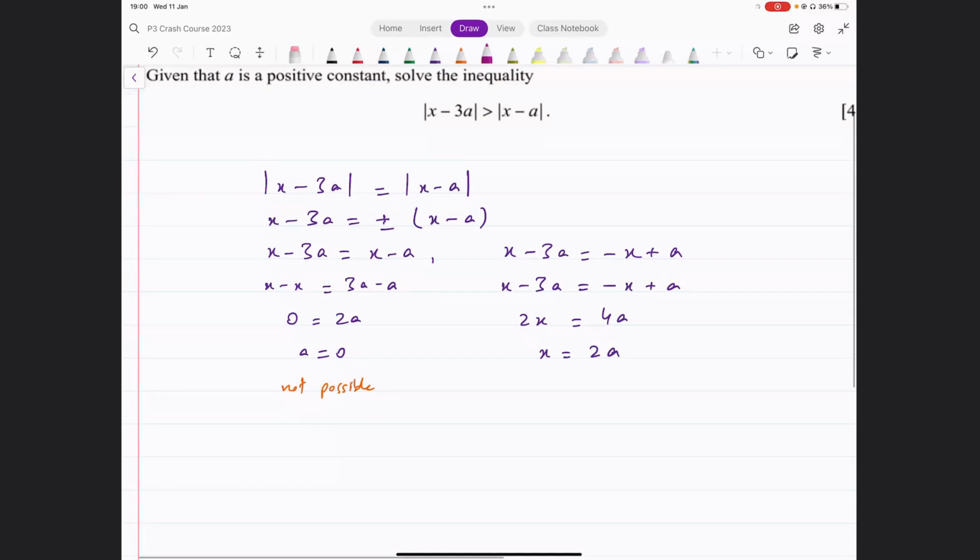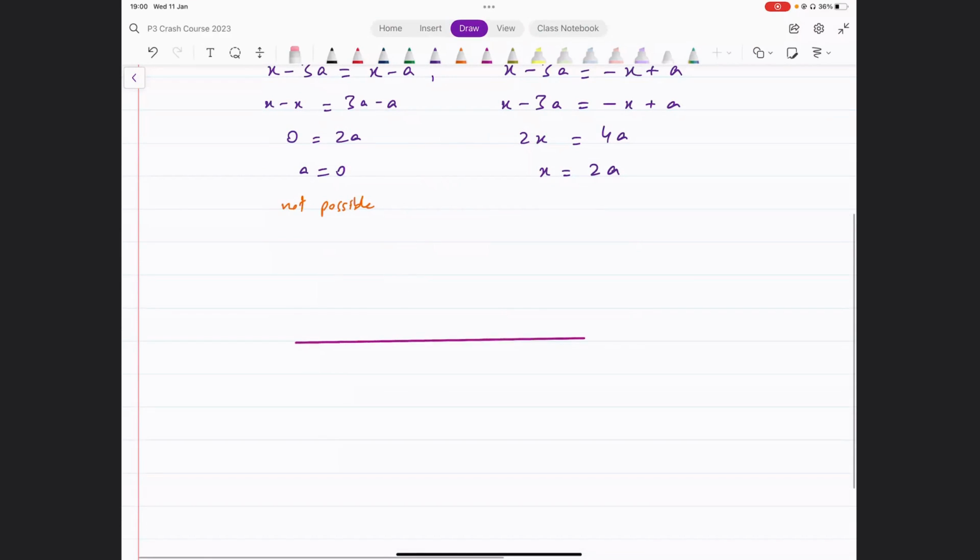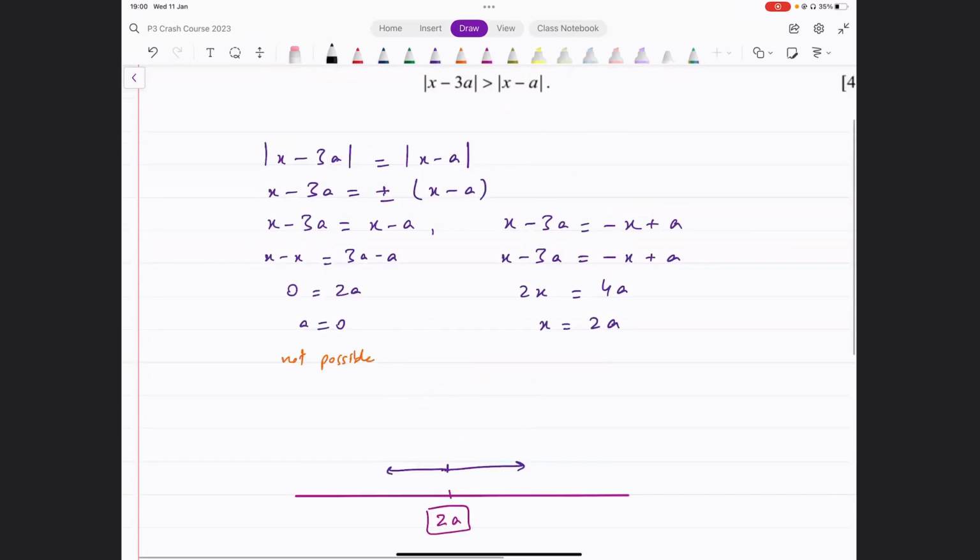So when you draw a number line to check which regions are correct, you will have only one point on that number line, which is 2 times a. This point divides your number line into two regions. There's one region towards the left of this point, and another region towards the right of this point. What you do now is take 1 point on either side, one to the left and one to the right, and check whether it satisfies the inequality or not.